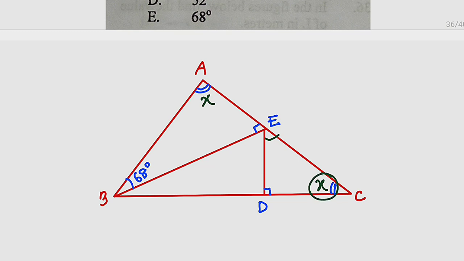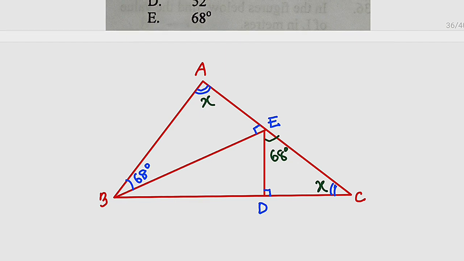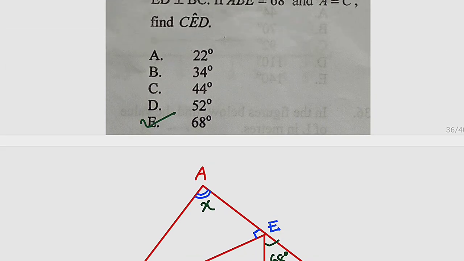We have angle X here. We have angle 90. We have angle X. We have angle 90. Which means that this missing angle must be 68. Oh, so the two triangles are congruent to each other. So this is 68. We don't have to calculate for anything, unless you wish to do that. So it is 68, which is option E.